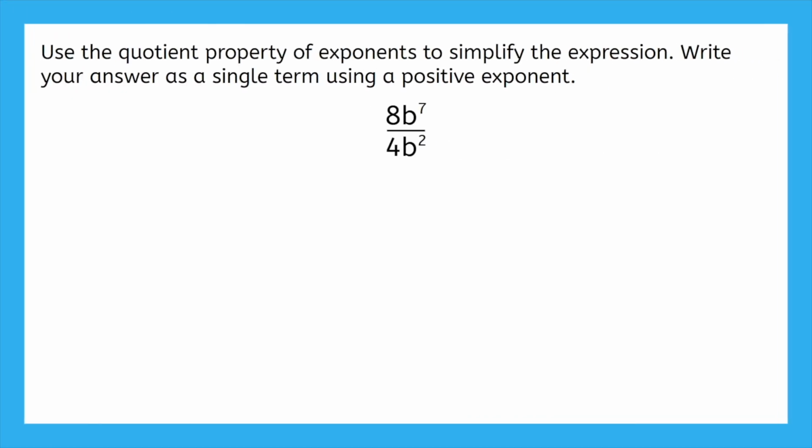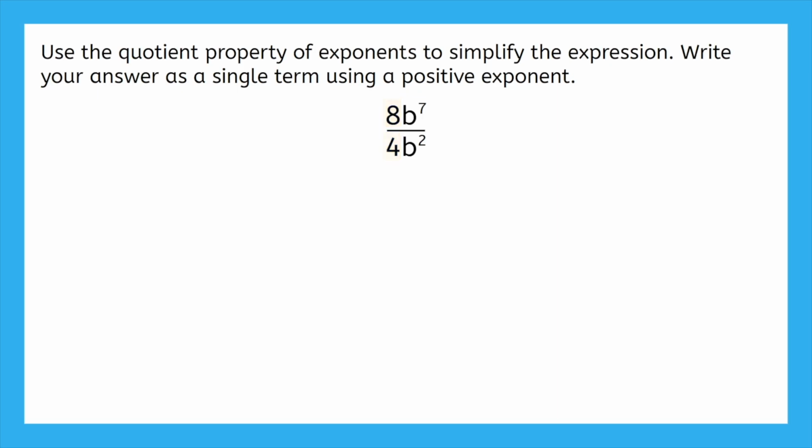Ooh, this one's got numbers and variables. It's our job to simplify 8b to the 7th over 4b squared. And as usual, we'll write the answer with a positive exponent. So we have variables with exponents, b to the 7th and b squared. And we have numbers without exponents, 8 and 4.